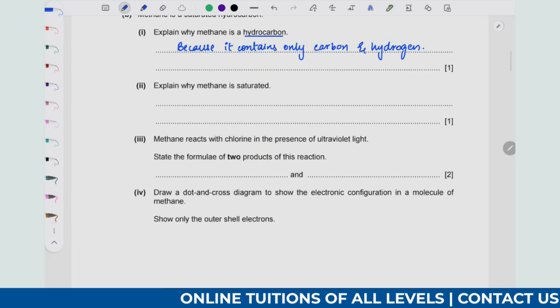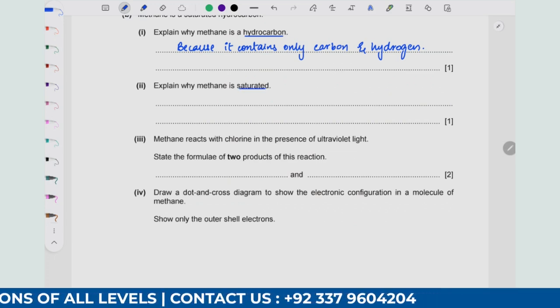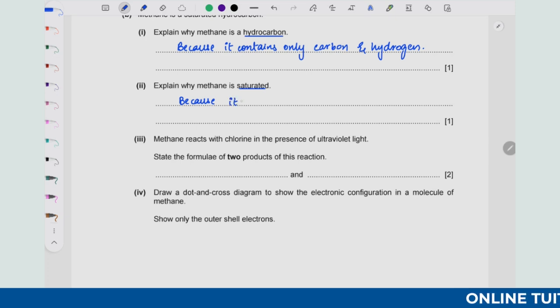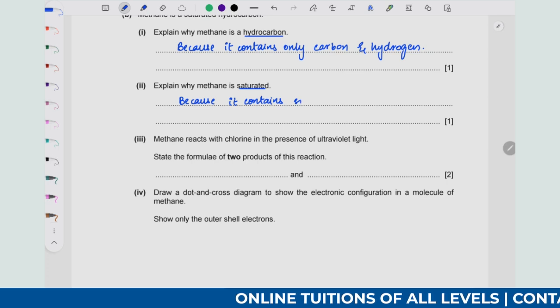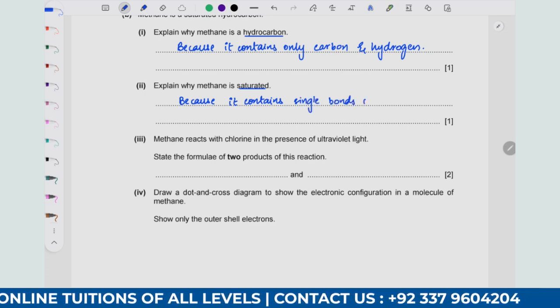Explain why methane is saturated. We know all the saturated compounds are the ones which have only single bonds. So that is because it contains single bonds only.